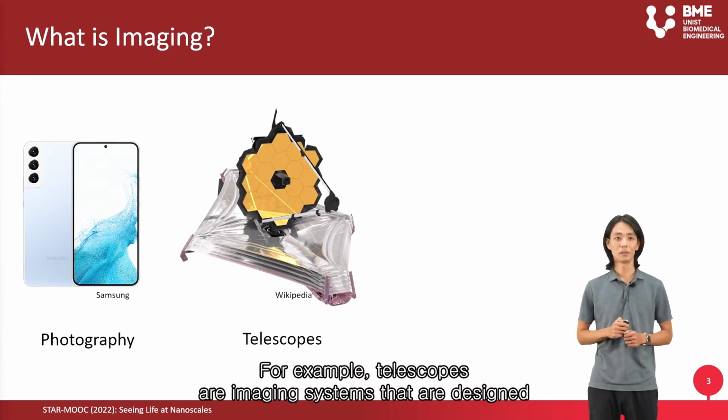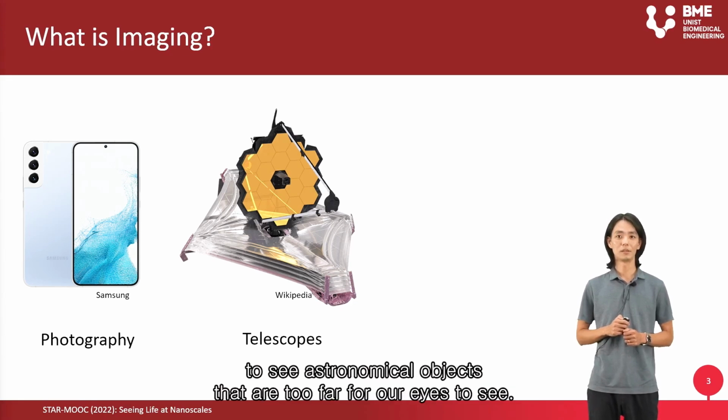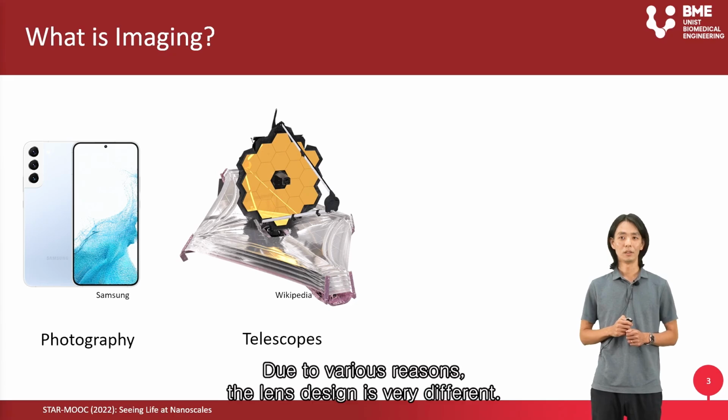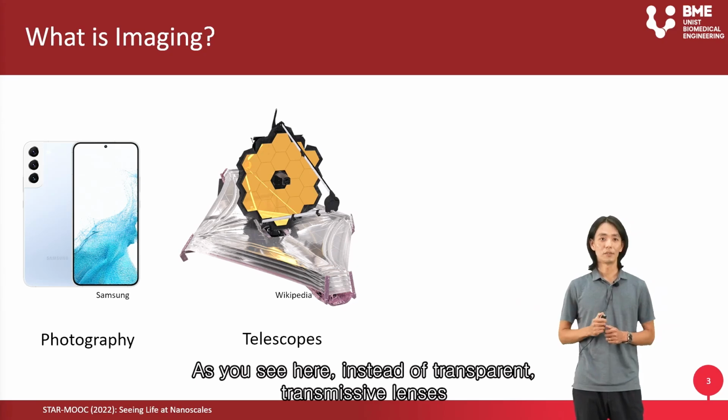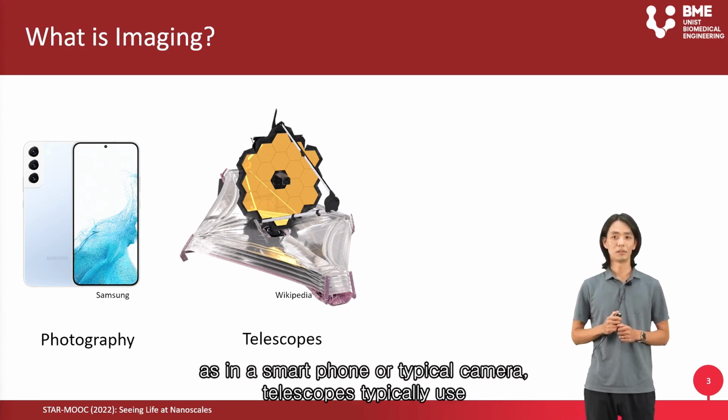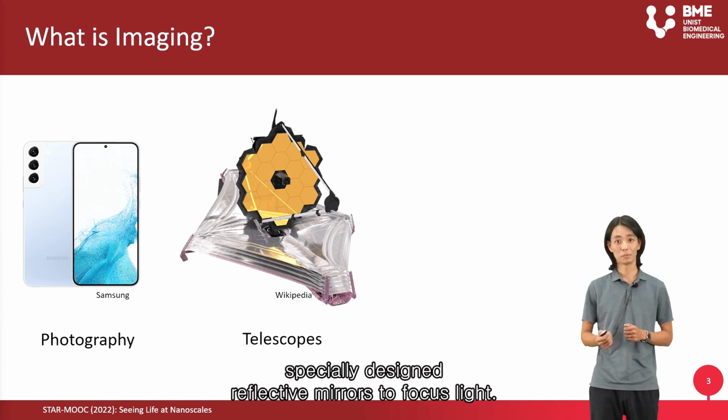For example, telescopes are imaging systems that are designed to see astronomical objects that are too far for our eyes to see. Due to various reasons, the lens design is very different. As you can see here, instead of transparent transmissive lenses as on a smartphone or a typical camera, telescopes typically use specially designed reflective mirrors to focus light.